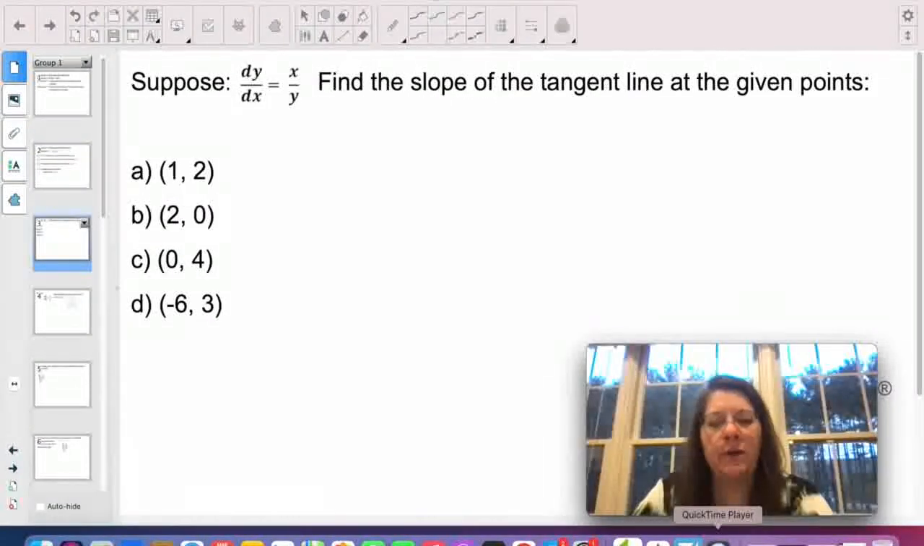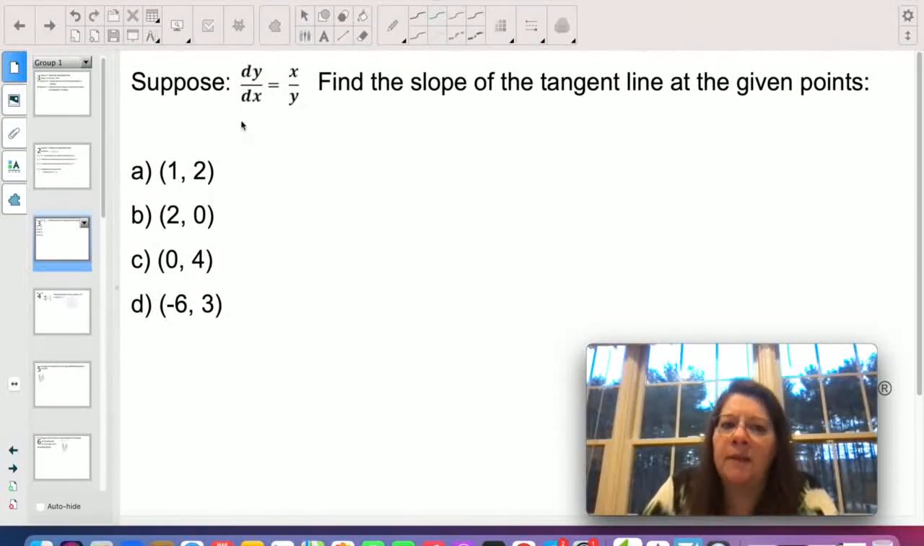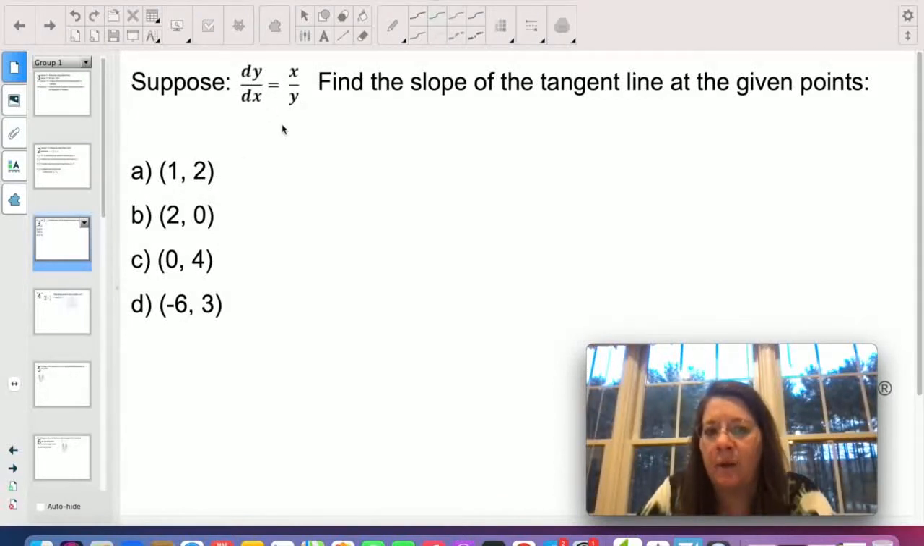A typical example in this section would be something like this. They'll give you a differential equation, dy over dx equals x over y. So the derivative of the function with respect to x will equal x over y. And then they'll ask you to find the slope of the tangent line at certain points that they give you. Here they gave us 4 points. To find the slope of the tangent line at the point 1, 2, we're going to plug the ordered pair 1, 2 in for x and y. So dy over dx equals 1 over 2.